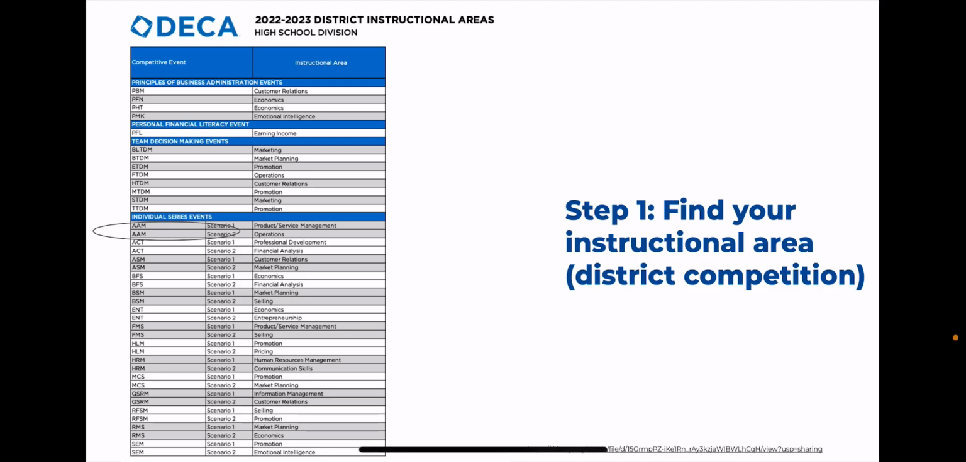Video on how to find your performance indicators for the district competition. Your first step would be to find your instructional area. On the left side is a chart for all the district ones for this year, but it's also linked on Canvas, and we'll link it on WebEx just to make sure.